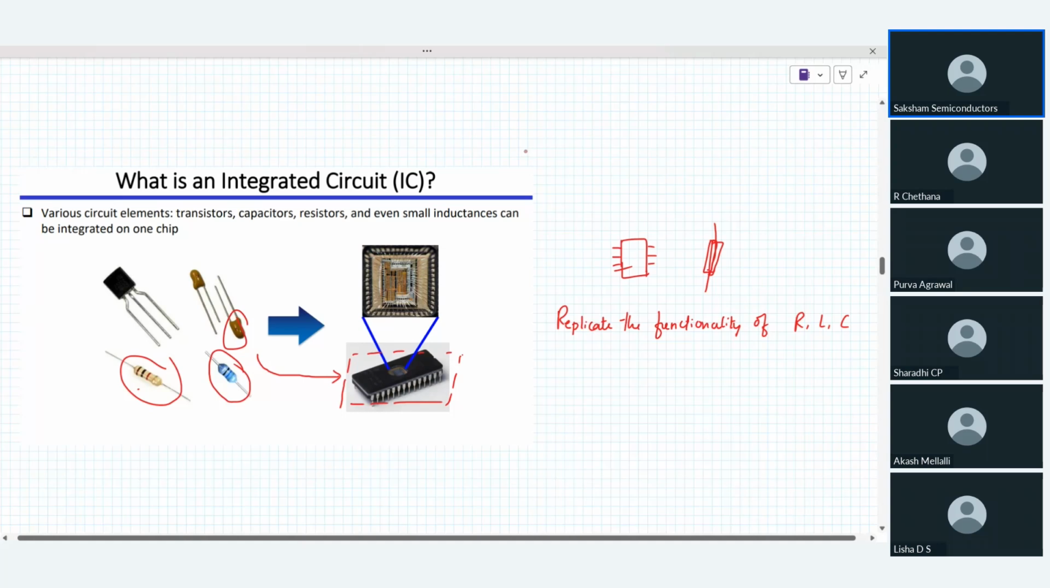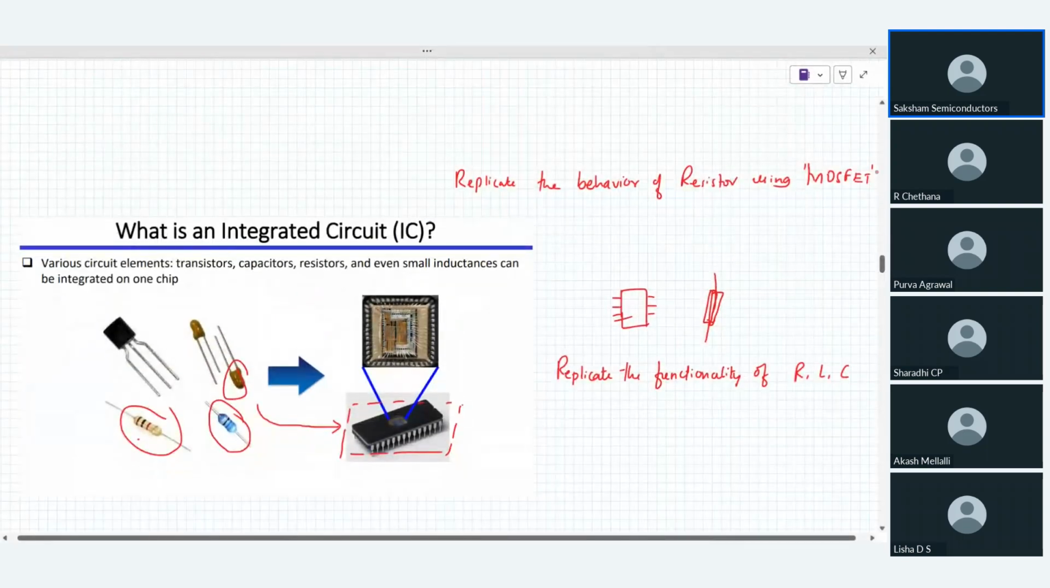So what is the functionality of the resistor? The functionality is to oppose the flow of current. That's it. There is no rule that it should look like this. My ultimate goal for the resistor is to ensure this functionality is being met. So if I somehow replicate the behavior of a resistor using a MOSFET. Now again, why did I use the MOSFET?